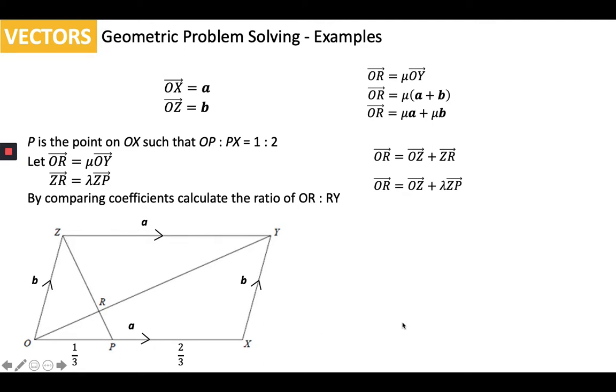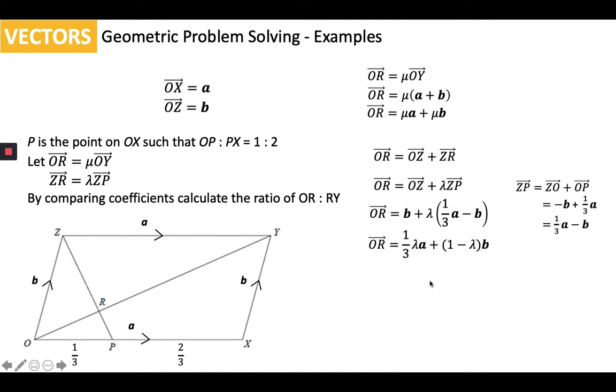Now, same as before, this was mu lots of OY. I've got lambda lots of ZP, but I can find an expression for ZP. ZP is ZO plus OP, and OP is 1/3 of A. I've got that on my diagram. So it's negative B plus 1/3 of A, so a third A minus B. That's my expression for ZP. At this point, I've got OZ, which is B, and I've got ZP, which is this. So I can substitute those in, making sure I've still got lambda there and making sure I've got brackets. I can tidy this up a bit. I'm going to group together my A's and B's, which just neatens it up.